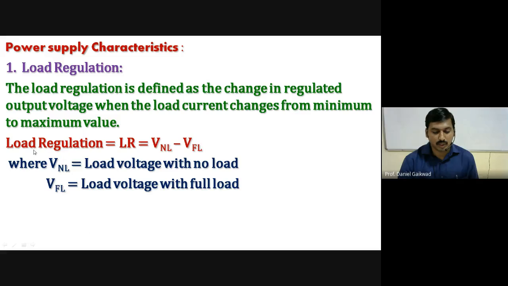And that load regulation is expressed by a simple formula: LR, the load regulation, is equal to VNL minus VFL. NL means no load, and FL means full load. No load voltage minus full load voltage. That will be understood with the help of an example. Suppose we have no load. We have two output terminals across the load resistance, and no load means there is no resistance.